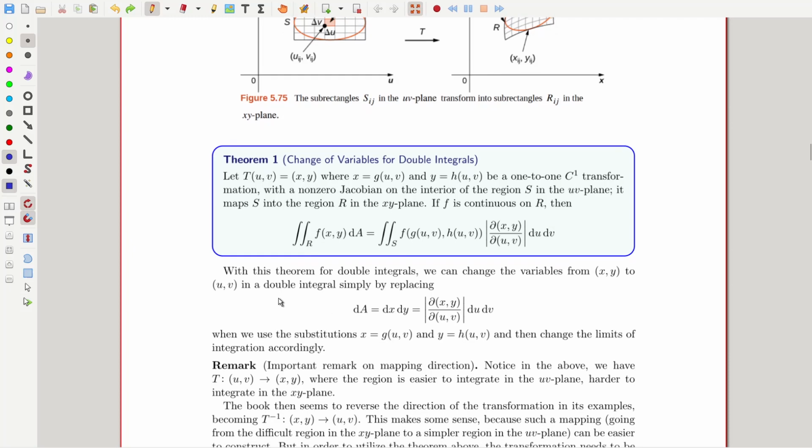Right. So having this theorem for double integrals, we are then able to do an integral over a complicated region in the xy plane by instead considering the integral over the uv plane over a region that is simple to integrate over. Right? That's the takeaway of this theorem. That's what this theorem allows us to do.